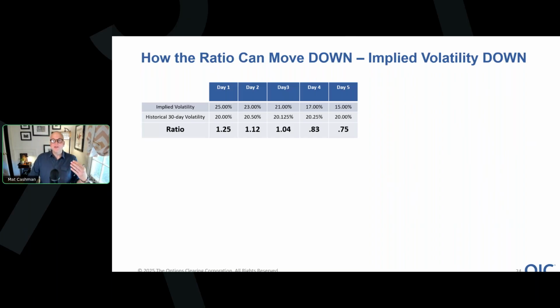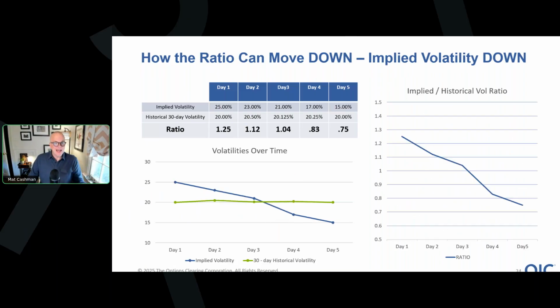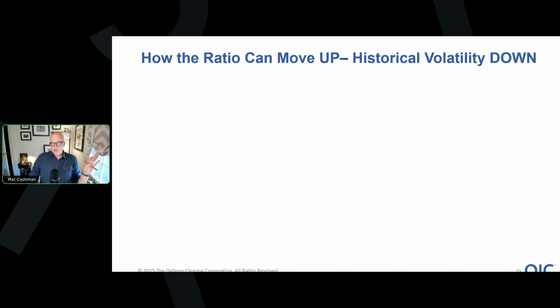You can see something move. Look at these implied vols. It's moving from a 25 down to a 15. And again, that 30-day historical number is staying the same. What is that going to do? That's going to tell you that this ratio is moving down, but it's moving down because the implied vol is moving down, not the historical vol. The historical vol is staying static.